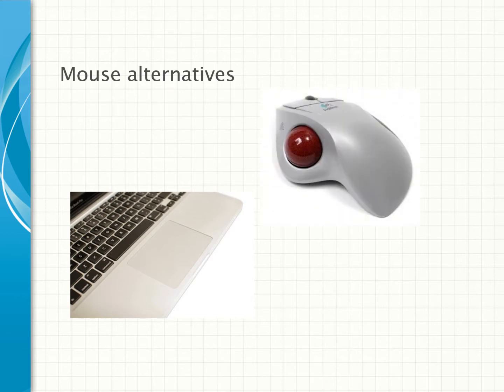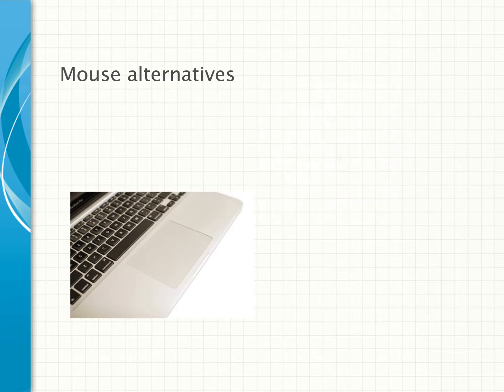Mouse alternatives. There are other devices that can do the same thing as a mouse. Many people find them easier to use because they also require less desk space than a traditional mouse. One of these is called a trackball. A trackball has a ball that can rotate freely. Instead of moving the device like a mouse, you can roll the ball with your thumb to move the pointer.